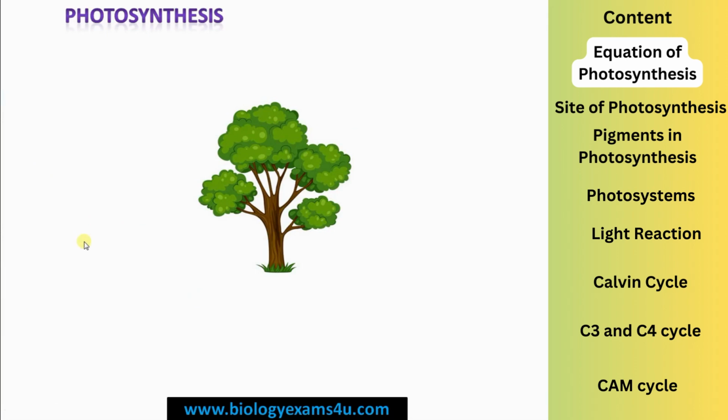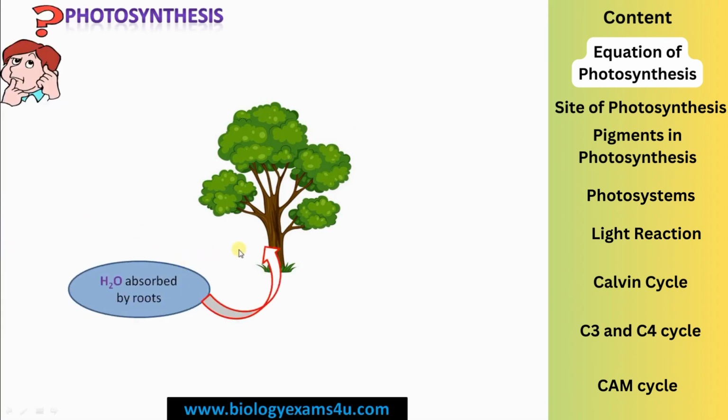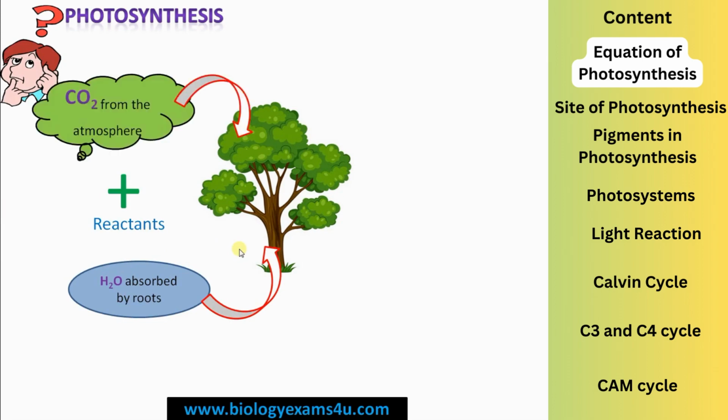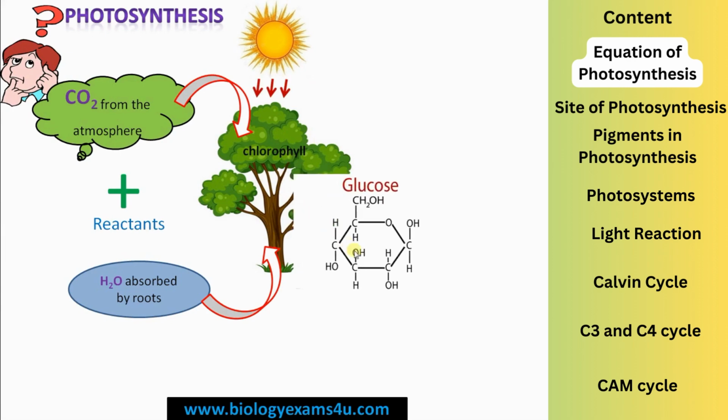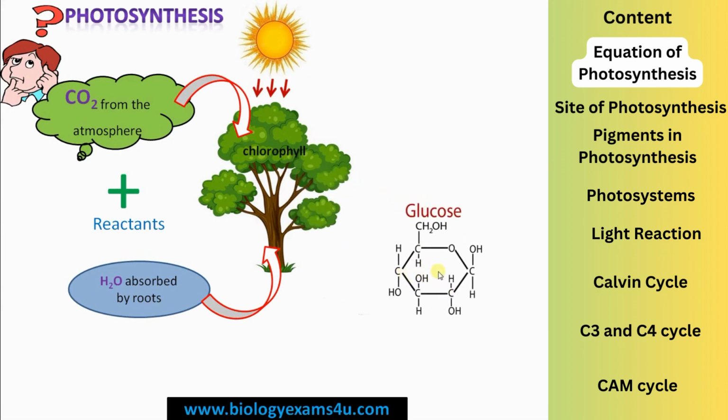Photosynthesis is an amazing process that is responsible for life on this planet. The reactants are water, that is absorbed by the roots, plus the carbon dioxide from the atmosphere. Sunlight is the source of energy, and leaves are the site of photosynthesis. Inside the leaf there is a pigment called chlorophyll that traps the light energy and converts it into chemical energy as glucose, and this is directly or indirectly utilized by all organisms on earth except some microbes. And oxygen is released as a byproduct.